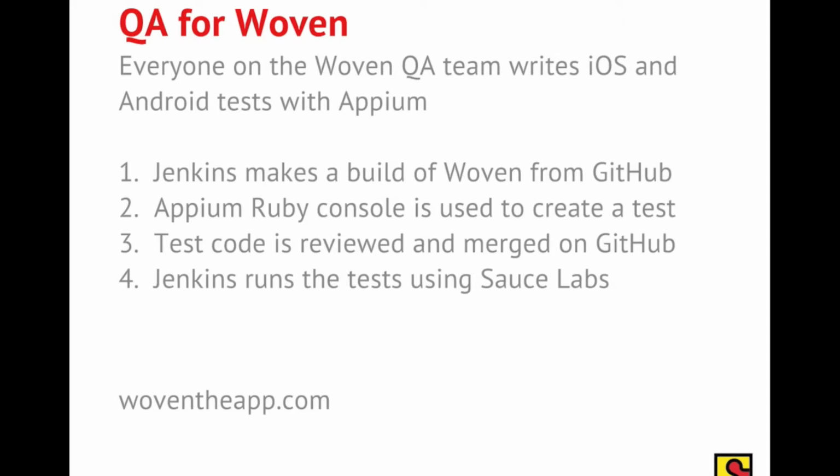We selected Appium because it's an easy technology for our existing manual QA team to learn. Now, everyone on the QA team uses Appium to write iOS and Android tests.